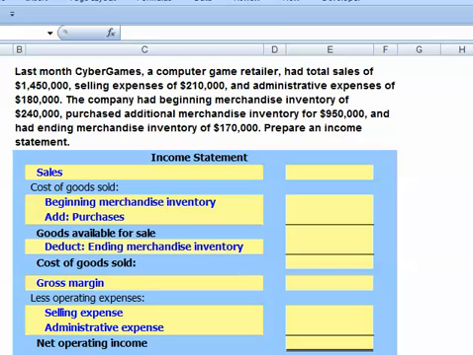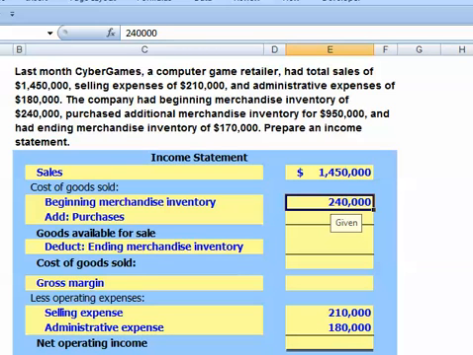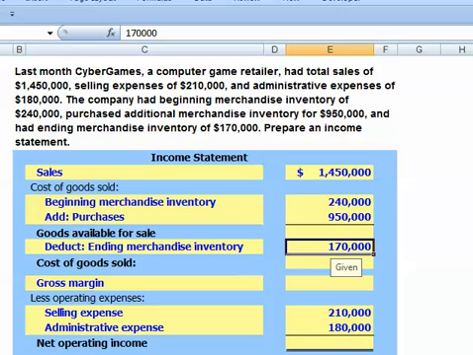Let's go ahead and prepare an income statement for a merchandising company. Last month, Cyber Games, a computer retailer, had sales of $1,450,000, selling expenses of $210,000, and administrative expenses of $180,000. The company had beginning merchandise inventory of $240,000, purchased additional inventory for $950,000, and had ending merchandise inventory of $170,000.